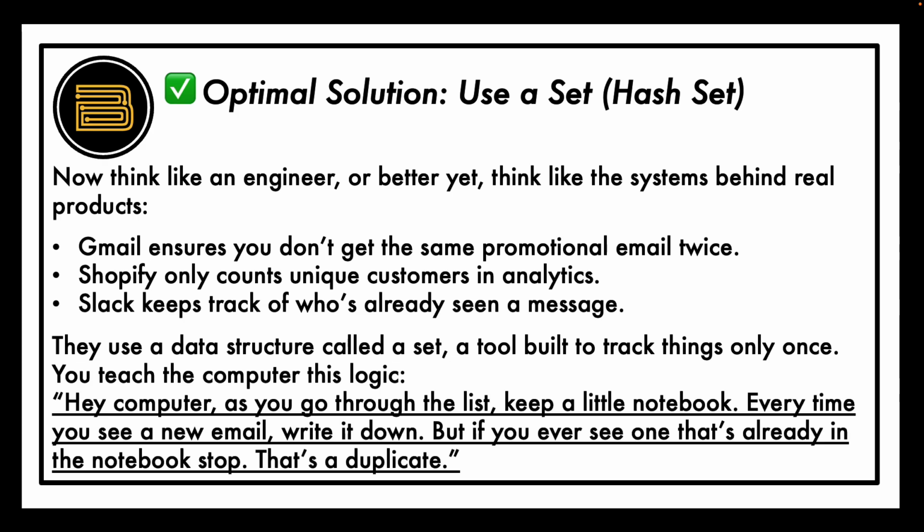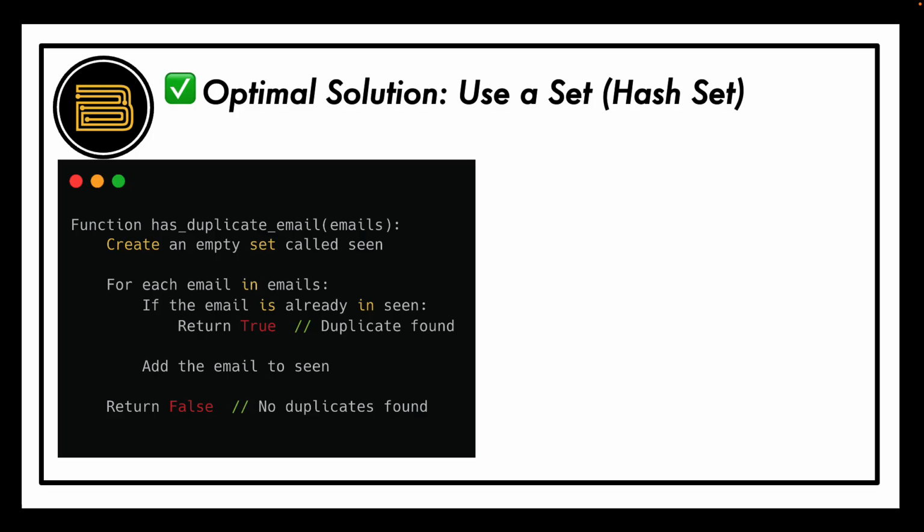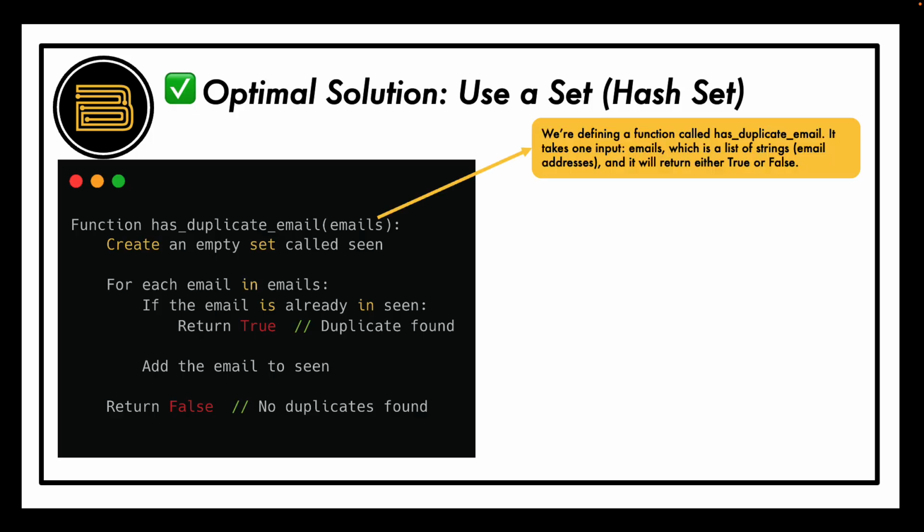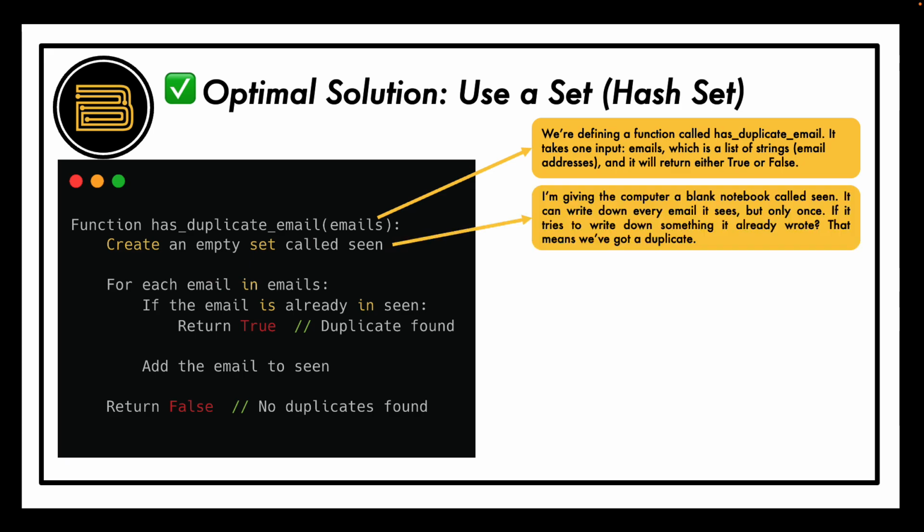Hey, computer, as you go through the list, keep a little notebook. Every time you see a new email, write it down. But if you ever see one that's already in the notebook, stop. That's a duplicate. So let's take a look at the pseudocode for this. So we're defining a function called hasDuplicateEmail. It takes one input, emails, which is a list of strings containing email addresses, and is going to return either true or false. Then I'm giving the computer a blank notebook called Seen.